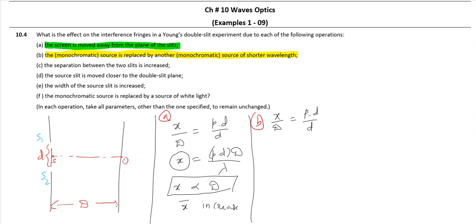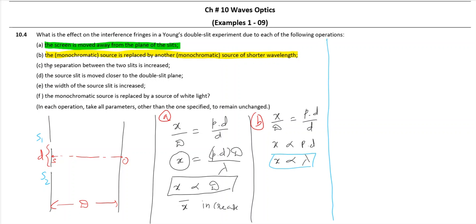Now small d is the separation of the slits, the two sources, and it is constant in the second question. The screen is also not moved, so I can say that x bar is directly proportional to path difference, and x bar is directly proportional to lambda. So when you change lambda, if you decrease lambda, what will happen? X decreases. X decreases means fringes will be more crowded. Fringe width will decrease, fringes will be more crowded.